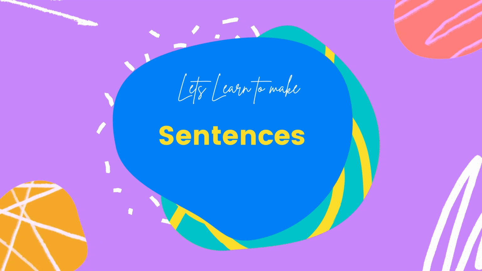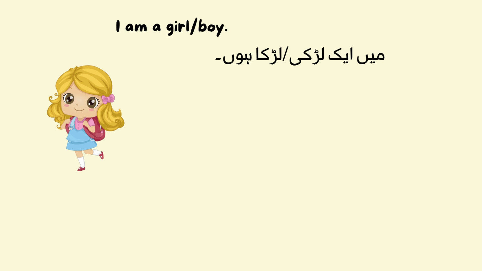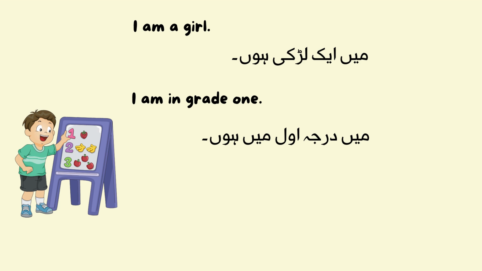Okay, so today we are making sentences. I am a girl. मैं एक लड़की हूँ. Or if you are doing I am a boy. मैं एक लड़का हूँ. I am in grade 1. मैं दर्जा अव्वल में हूँ.